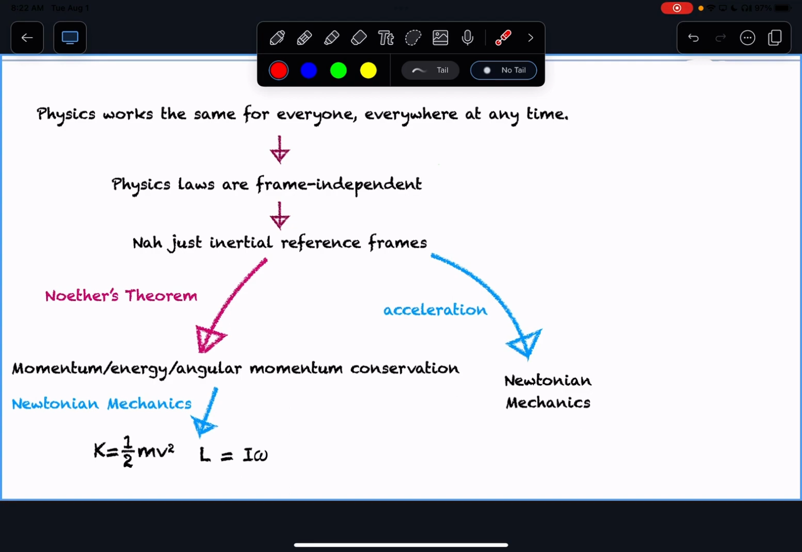But we learned that if you go to a frame and you try to do position, it is frame dependent. The position of this chair looks different for me and for you guys.